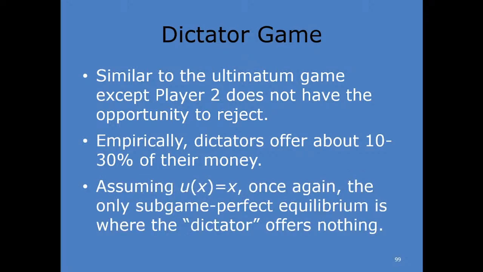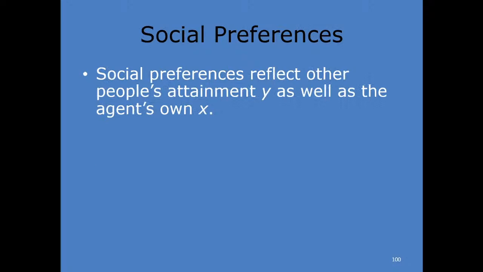So if you assume that you're self-interested, your utility only depends on your own payoff X, this is not consistent with the subgame perfect equilibrium, right? The only subgame perfect equilibrium is where the dictator offers nothing. In order to rationalize the observed empirical frequency of donations that are above 0 and are in the neighborhood of 20–30%, you need to somehow make the model a bit more realistic and more general and move away from this fixation with X only, your own payoff.